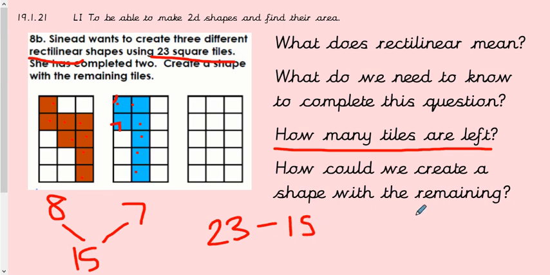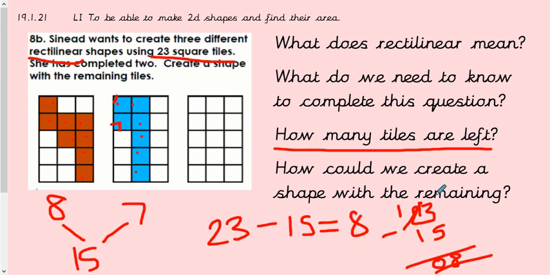If you're not sure how to do that, we could use our column method. We could do it like that. So 3 take away 5, we cannot do that, so we have to take 1 from the 2. So that would become 1 because we've taken 1 from it, and then 13 take away 5 would be 8. And 1 take away 1 is 0. So we have 8 left, so 8 tiles are left.